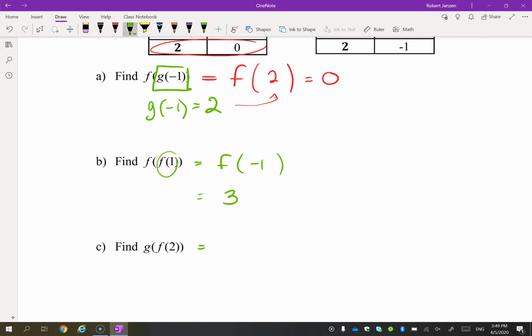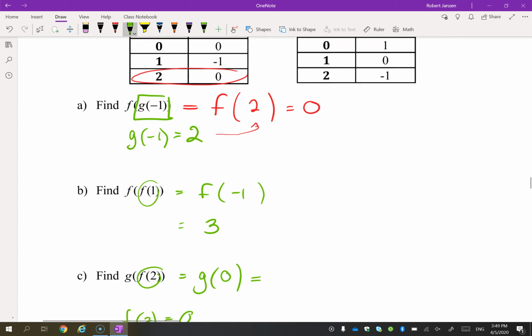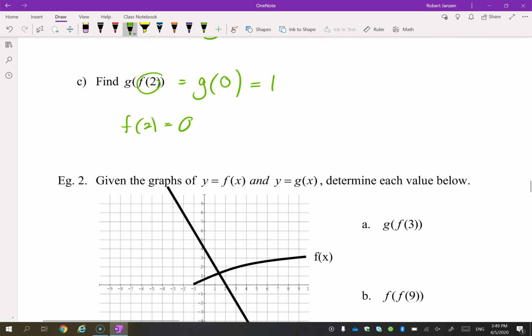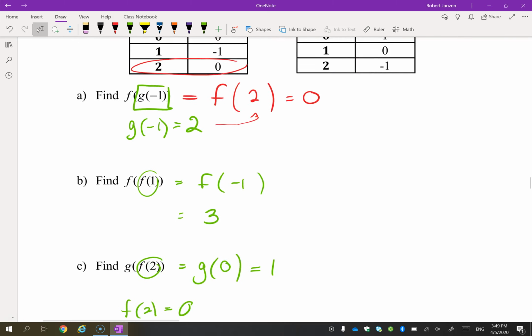Okay? Instead, if you need to figure out what f of 2 is, do it down here. f of 2 is 0. So now I can put it back into the original equation. 0 goes here where f of 2 is. And now I can figure out the g of 0 is 1. Okay? So that's doing it with a table.